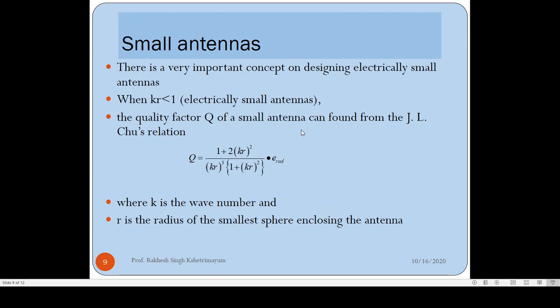The quality factor of the small antenna, actually for an electrically small antenna, has kr less than 1. k is the free space wave number, and r is the radius of the smallest sphere which is enclosing that antenna. Now the quality factor is given by (1 plus 2k^2r^2) divided by k^3r^3 (1 plus k^2r^2), into the radiation efficiency of the antenna. So this quality factor relation should be satisfied for the electrically small antenna.